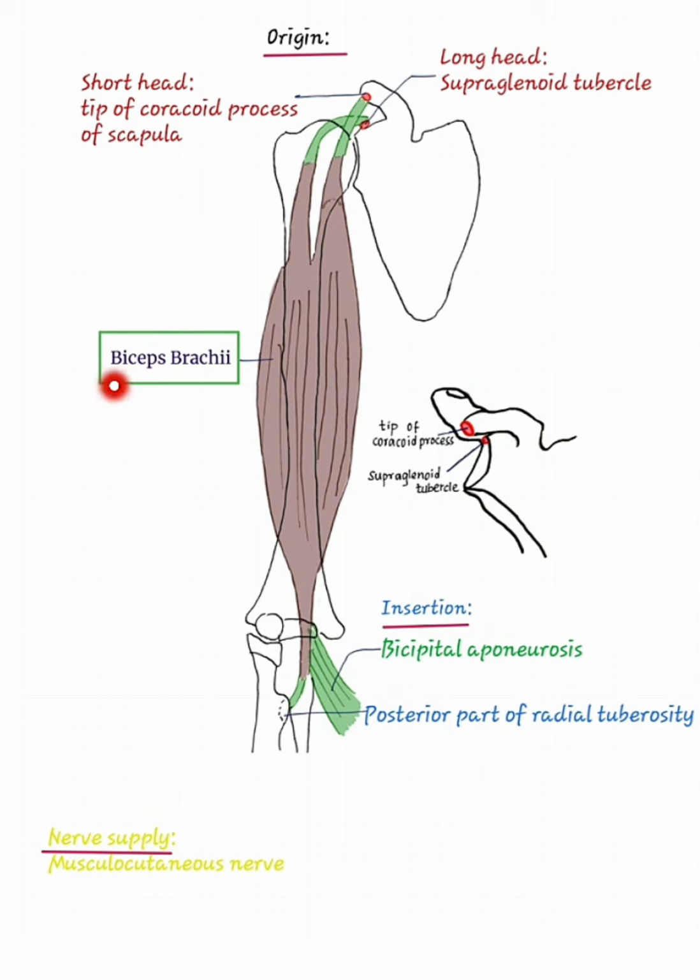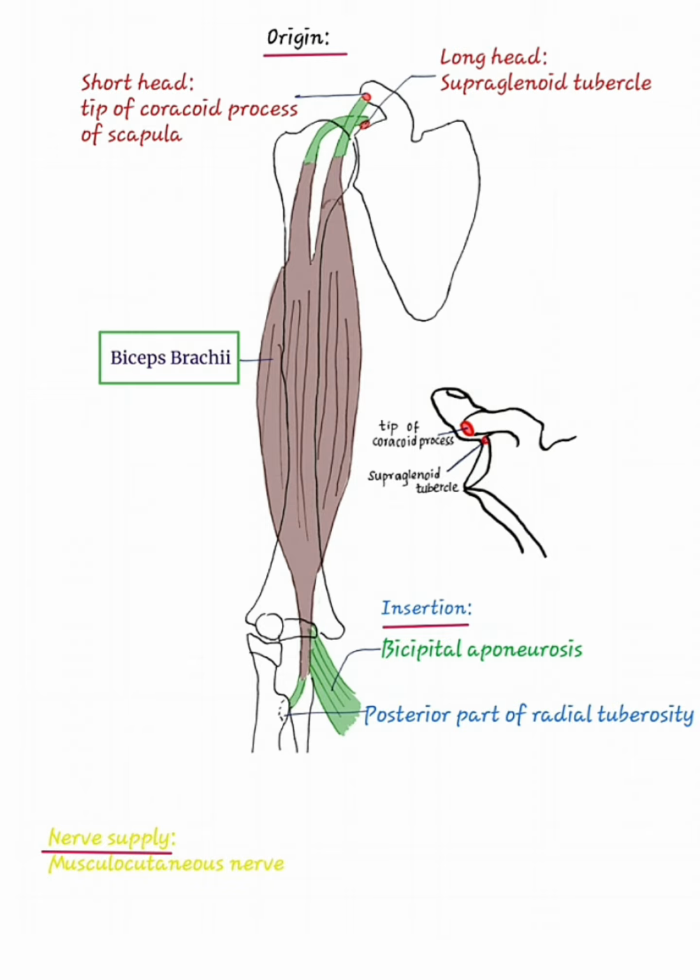Now let's see about biceps brachii. It arises by two heads from the scapula: a long head and a short head. The long head arises from the supraglenoid tubercle of the scapula. You can see the supraglenoid tubercle; it lies just above the glenoid cavity.